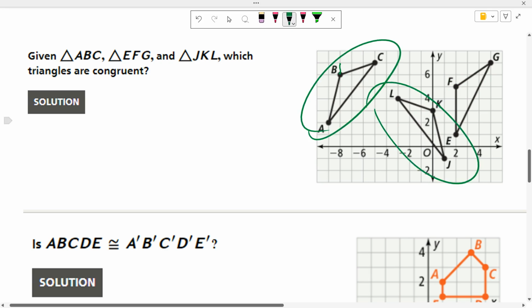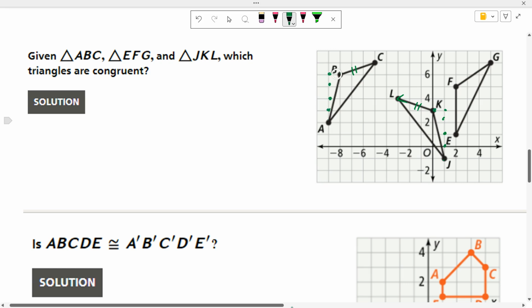So let's see what happens. Up 1 over 3, up 1 over 3. If we go up 1 over 3, up 1 over 3, their distances are going to be the same for this and this. So we know those are the same. So let's look at other parts of that triangle. For J to K, I go up 1, 2, 3, 4, and over 1. Up 1, 2, 3, 4, and over 1. Hey, that's the same. So this is congruent to this.